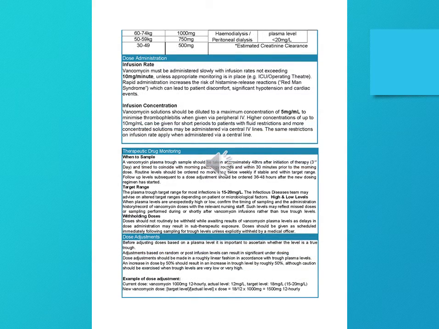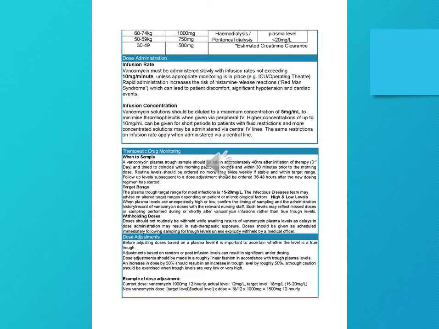Vancomycin maintenance dose. Maintenance dosing frequency. Total body weight, dose, CrCl* mL per minute, suggested interval: 90 to 110 kg, 1500 mg; 75 to 89 kg, 1250 mg; 60 to 74 kg, 1000 mg; 50 to 59 kg, 750 mg; 30 to 49 kg, 500 mg. Hemodialysis/peritoneal dialysis: redose when plasma level less than 20 mg/L. *Estimated creatinine clearance. Dose administration, infusion rate.